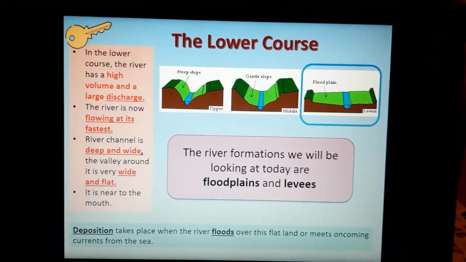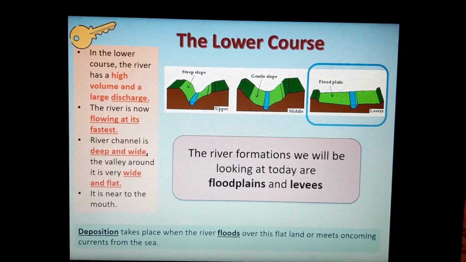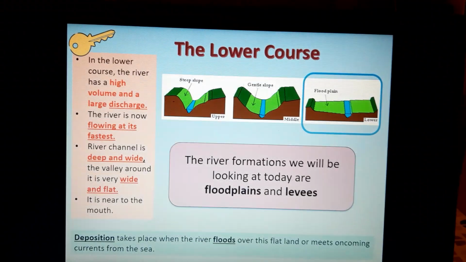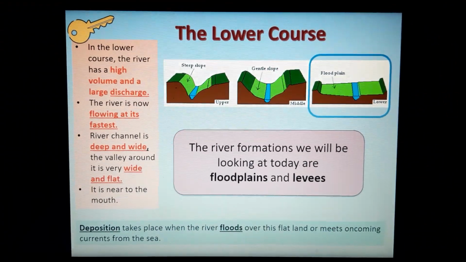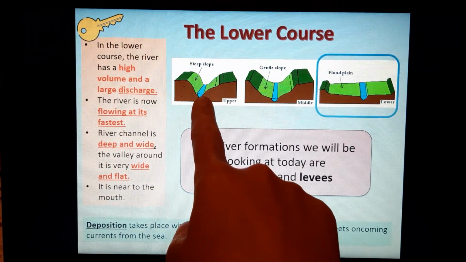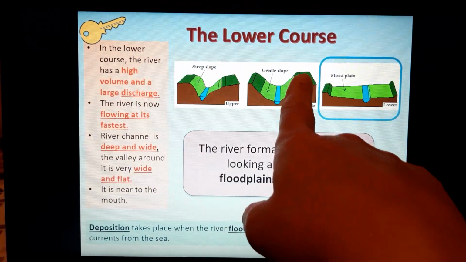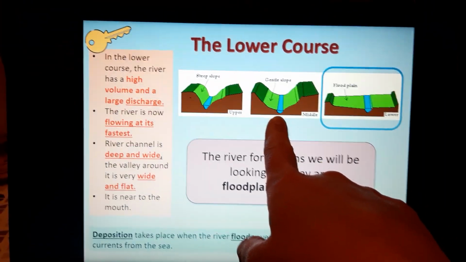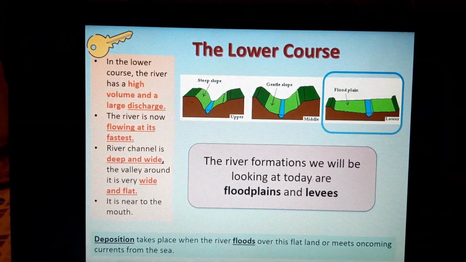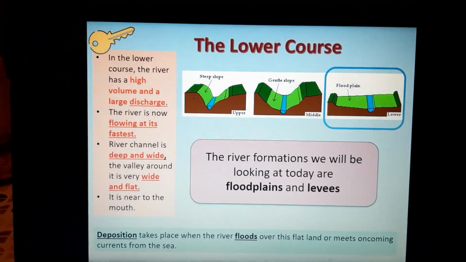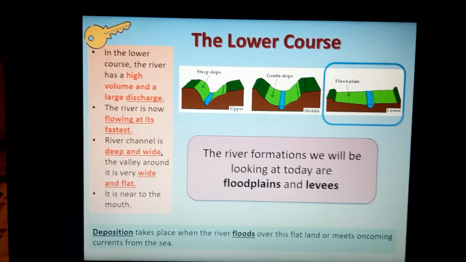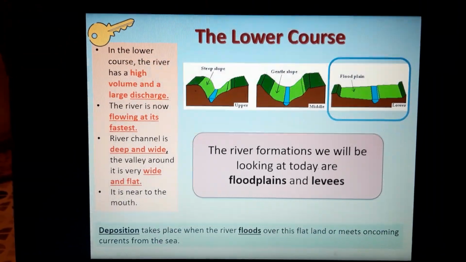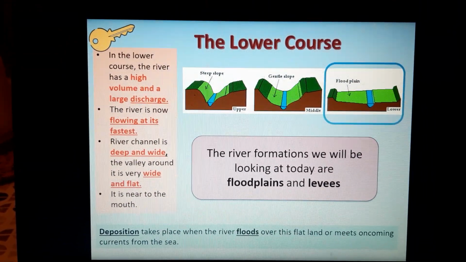And the features that we'd expect to find in the lower course that we're learning about today are floodplains and levees. Okay, and these are both features which are caused by deposition. In the upper course of the river, features like waterfalls are mainly caused by erosion. In the middle course, meanders and oxbow lakes are caused by a mixture of erosion and deposition. And then here in the lower course, these features are mainly caused by deposition. This is where the material that the river is carrying, the silty, sandy, soily sediment, is dropped off by the river in various places.